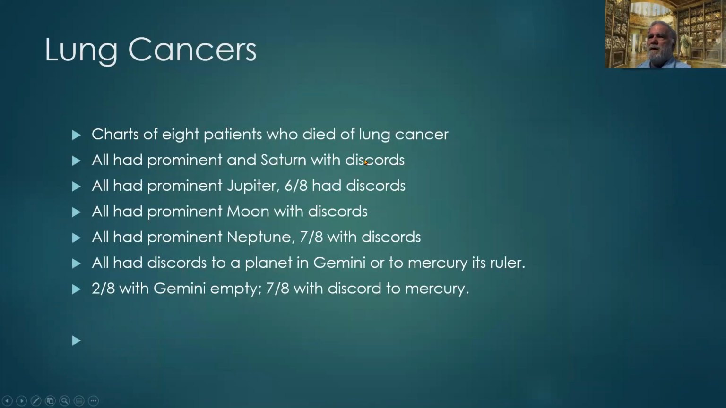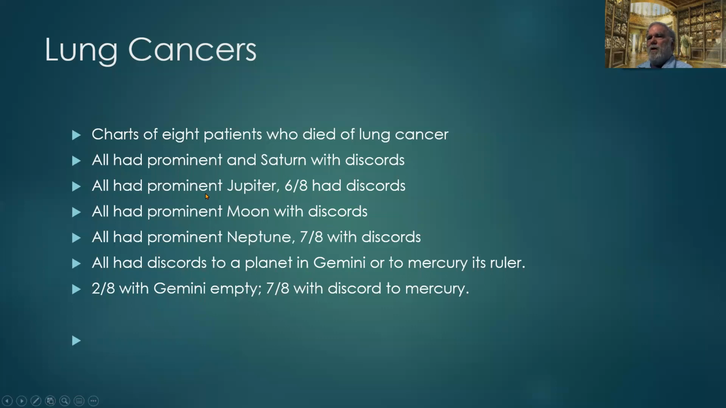Here we'll see the same pattern with lung cancers. We have 8 patients who died of lung cancer. They all had a prominent Saturn with discord, all had a prominent Jupiter, prominent Moon, prominent Neptune, and the Saturn was discordant in all of them. Six of the 8 had discords to Jupiter. This is where our lessons say usually. And they had a prominent Moon with discords. Neptune, 7 of the 8 had discords, but 1 of them didn't.